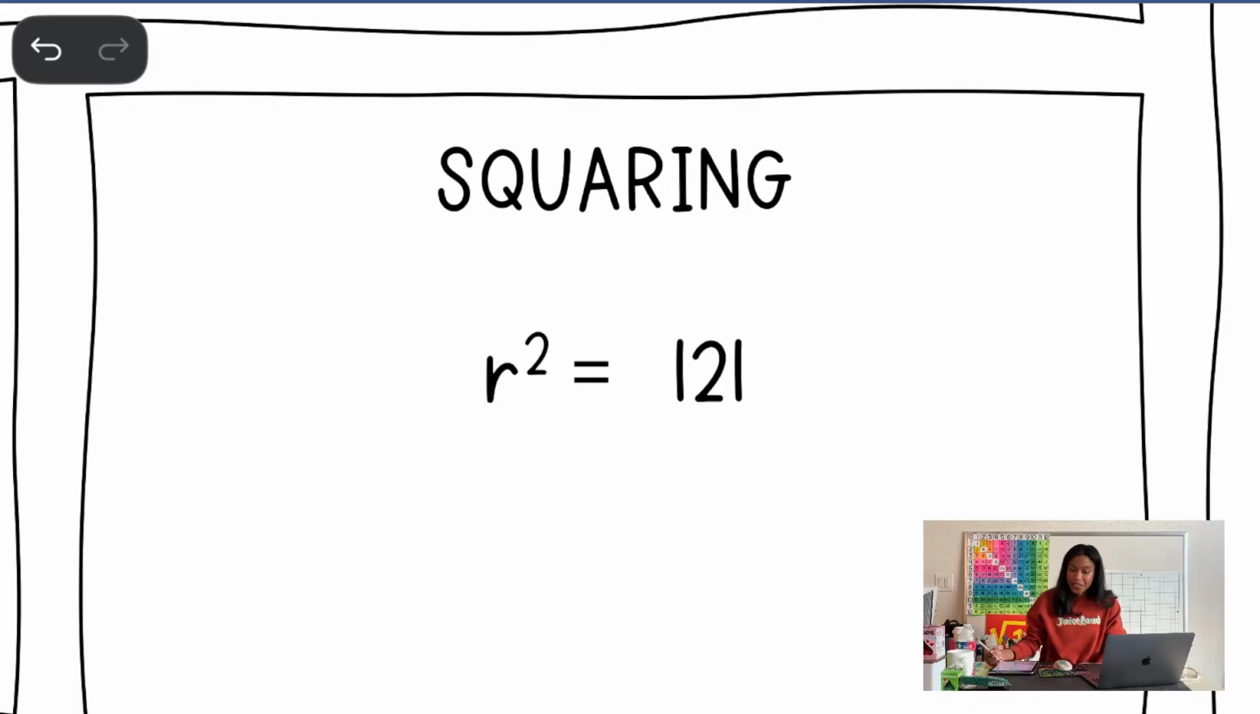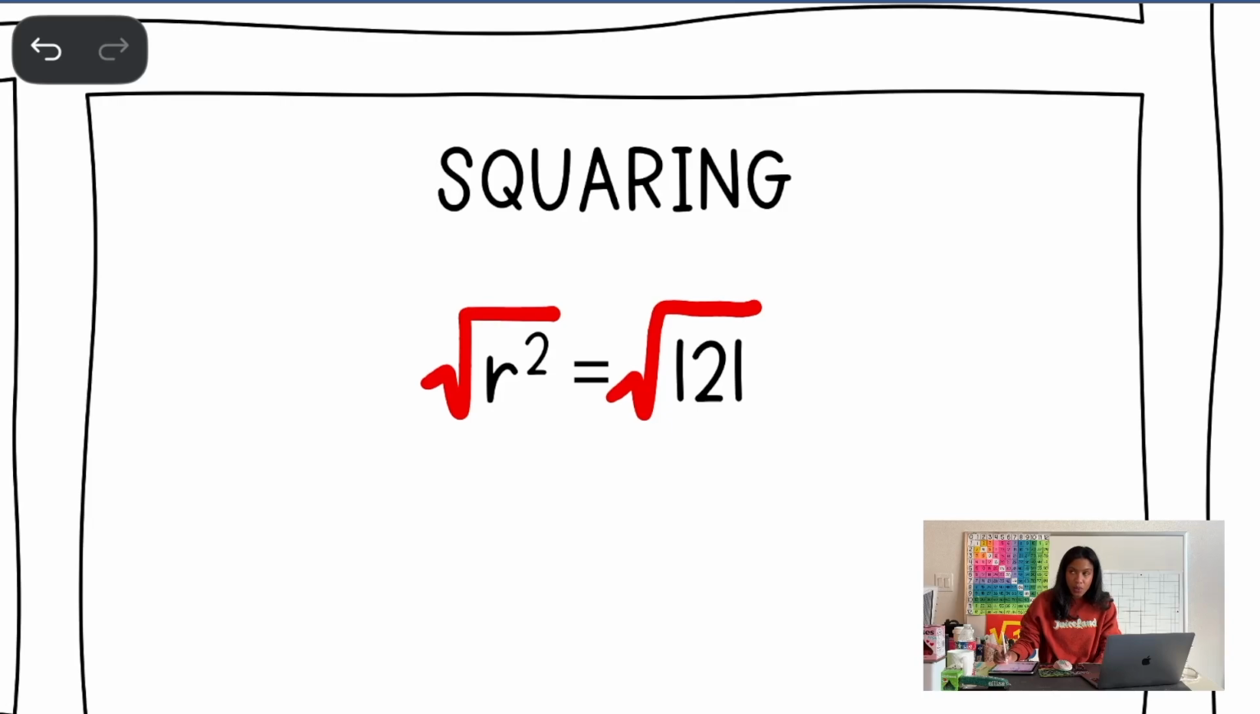Oh well. All right, last one, squaring. We talked about this in the do first. We know that the inverse of squaring, gotta be careful about that vocab, is taking the square root. So I'm going to take the square root here and also take the square root of this side.